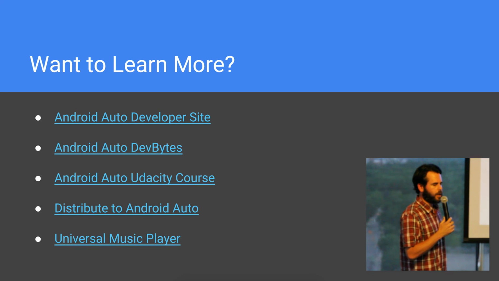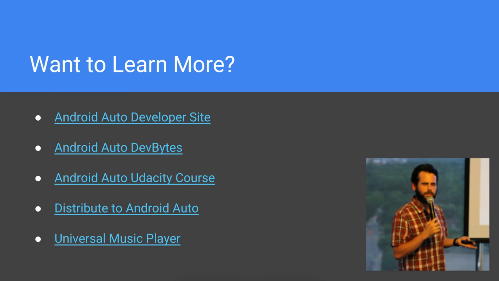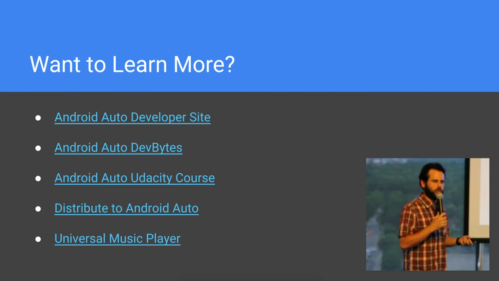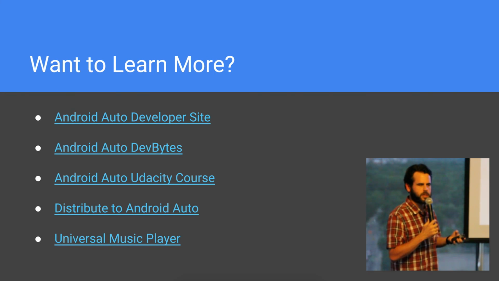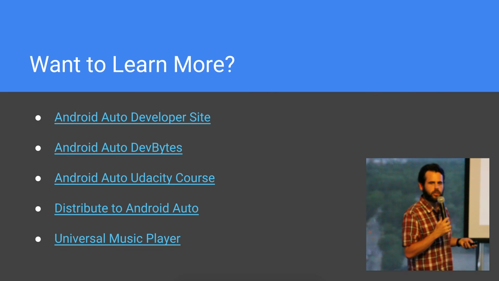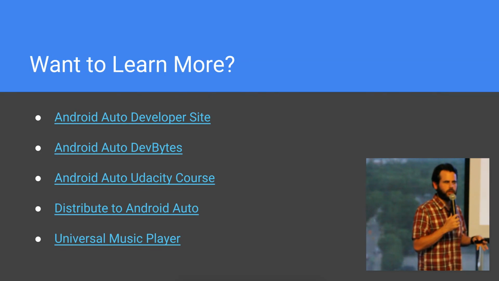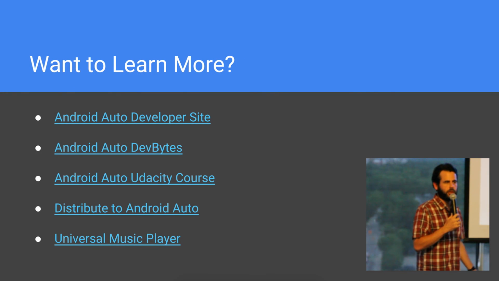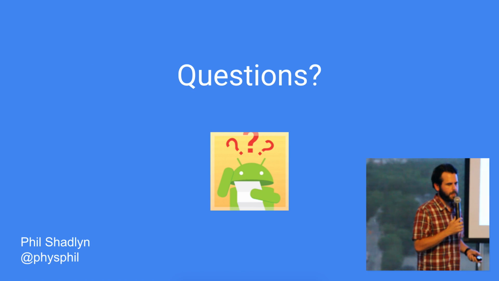And Universal Music Player is an app that was released by Google a year or so ago. It's a sample music player that they've written, but it shows best practices on how to extend an existing music app to Android Auto. It also does it for Wear and Chromecast, and that sort of thing. So if you're interested in any of those platforms, the Universal Music Player is a good place to start and see what's involved in actually doing it.